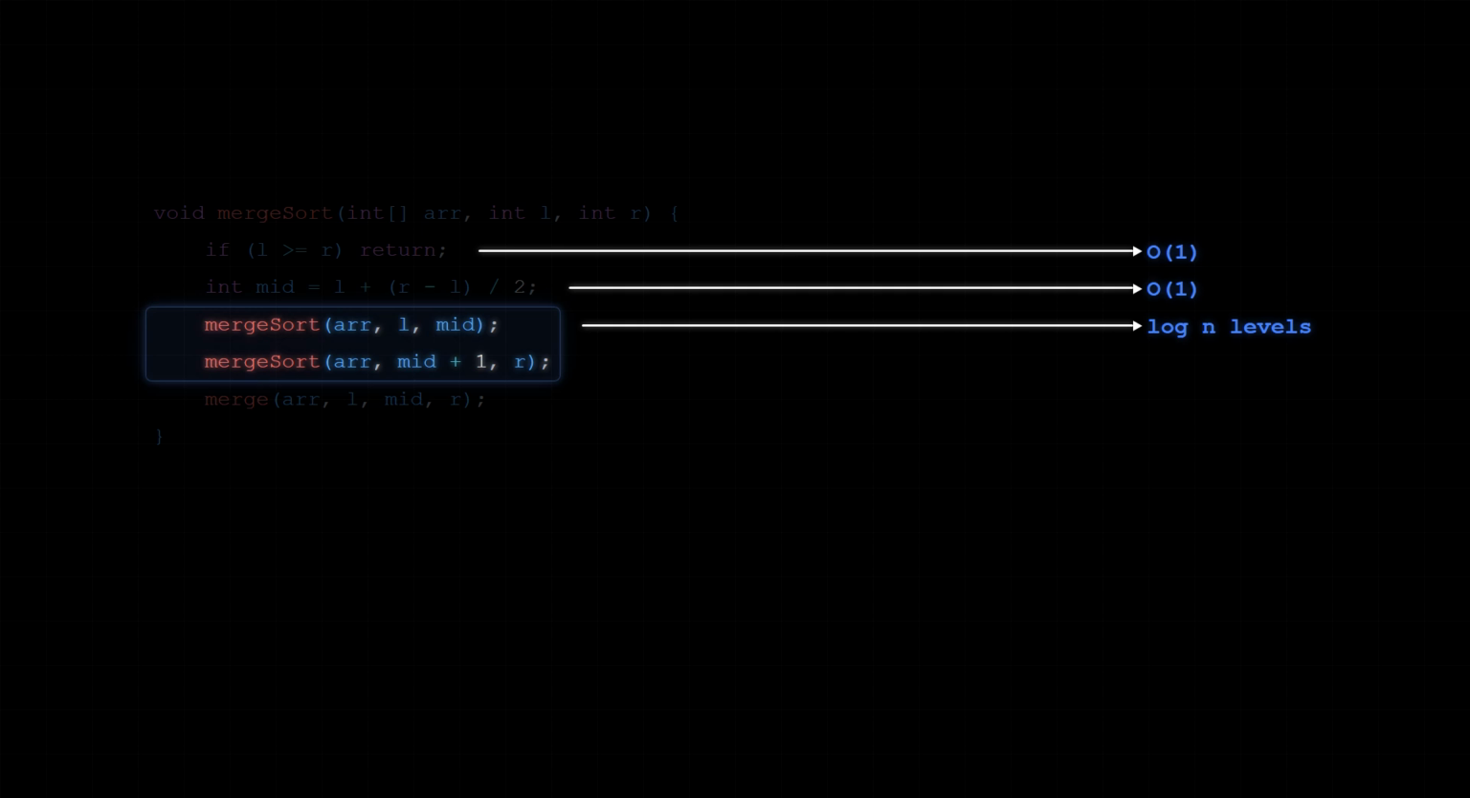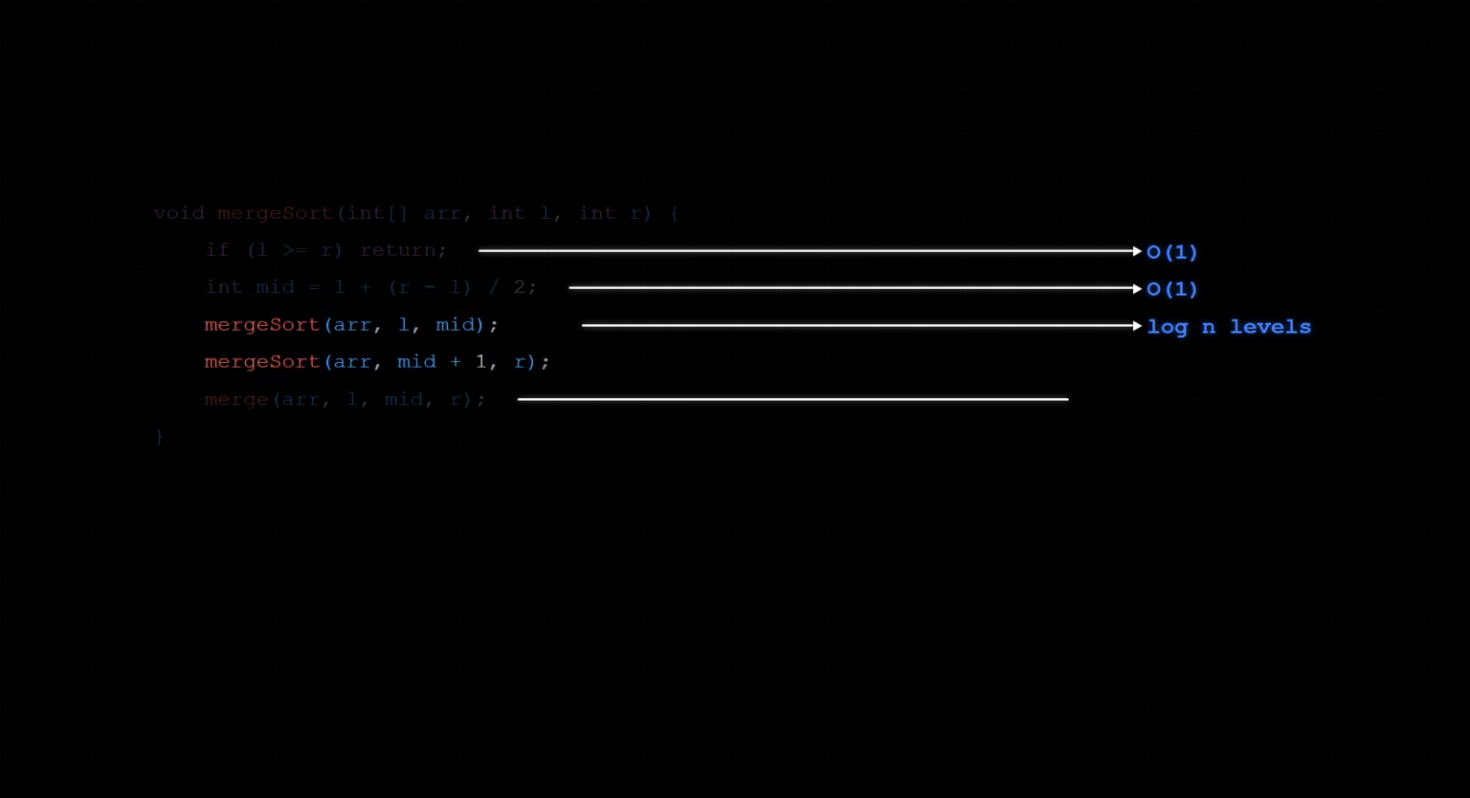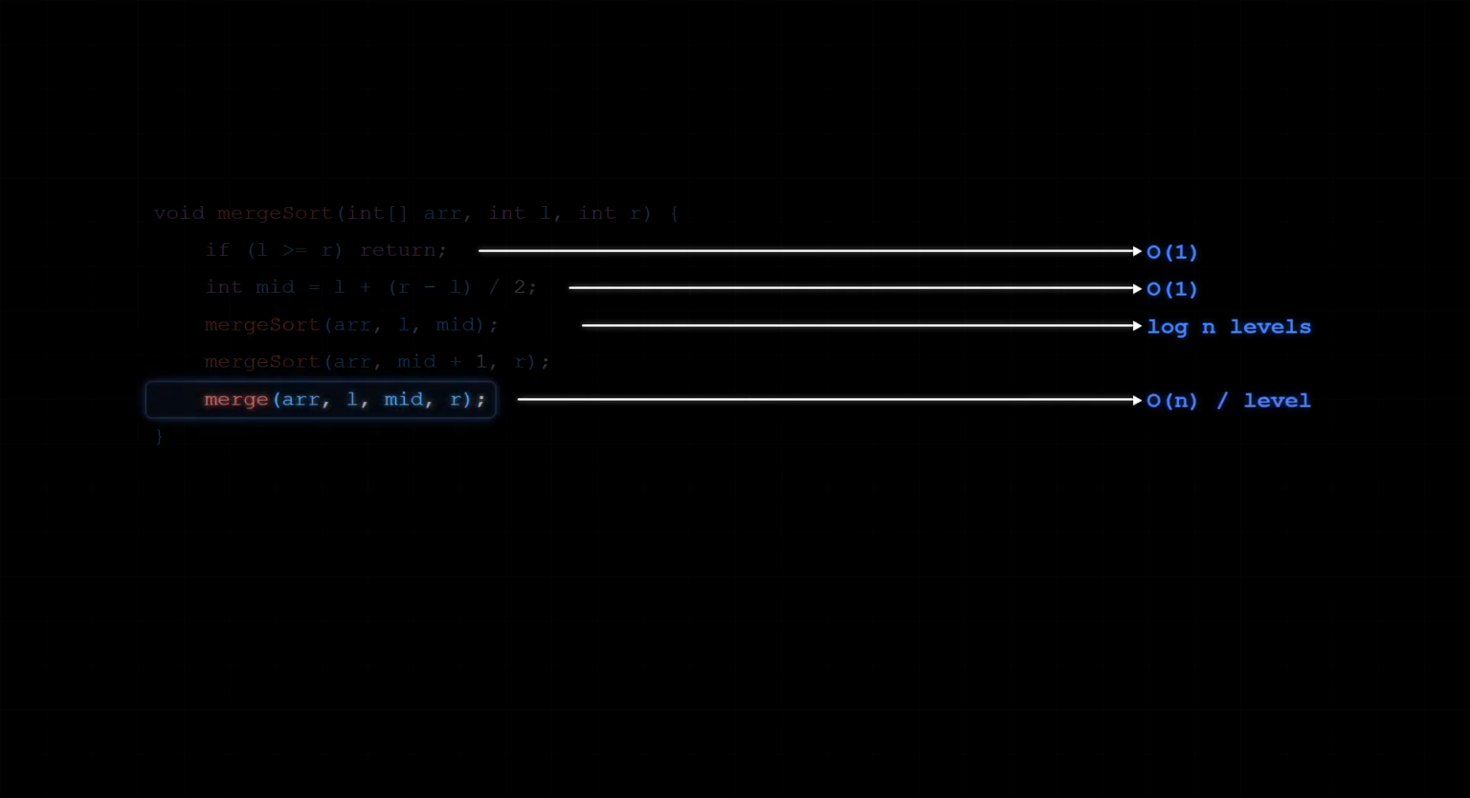Solving gives k equals log base 2 of n. The recursion tree is log n levels deep. The merge step combines two sorted halves by touching every element exactly once. At each level of the tree, all merges together process exactly n elements. O(n) total work per level.